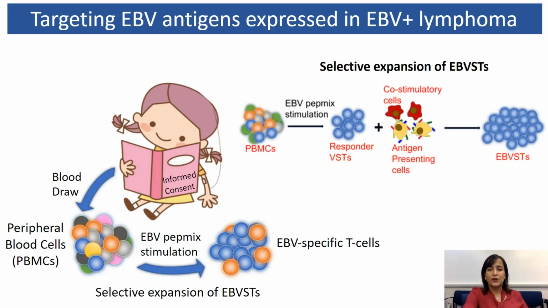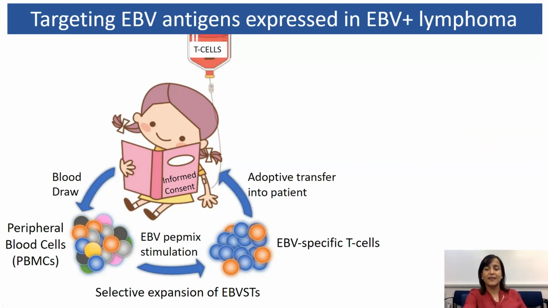In more detail, you have your PBMCs, then you provide these EBV peptide libraries or EBV pep mixes. The cells which recognize those EBV antigens are then going to be stimulated and expand. These cells are then further stimulated with antigen-presenting cells or other co-stimulatory cells to specifically expand these cells that responded. Then you get your EBV-specific T cells. These EBV-specific T cells are then adoptively transferred into the patient so that they can target and kill EBV-positive lymphoma cells.